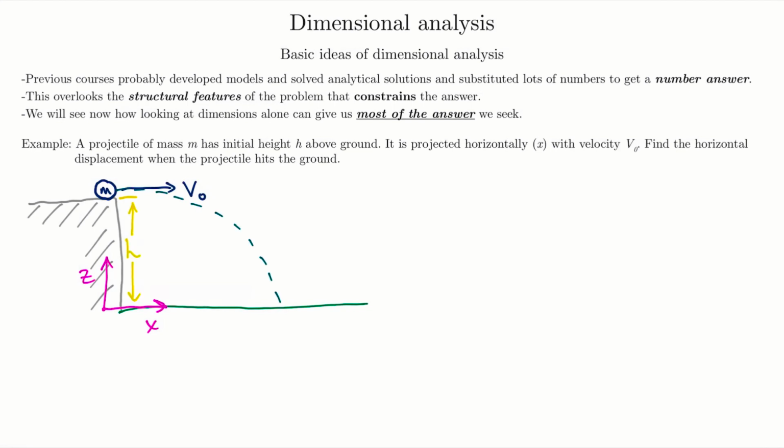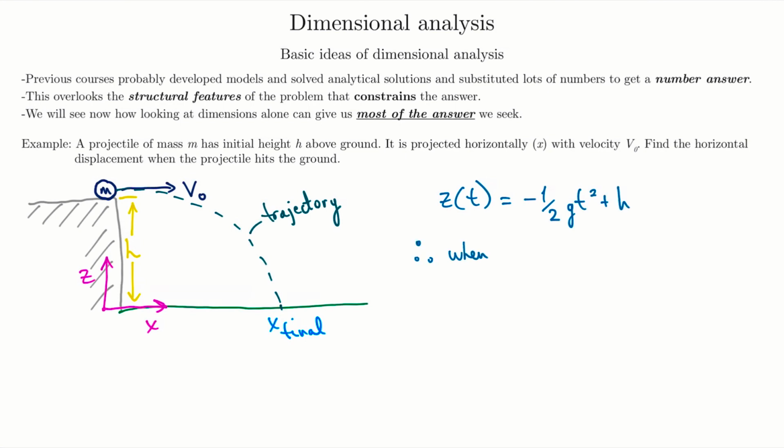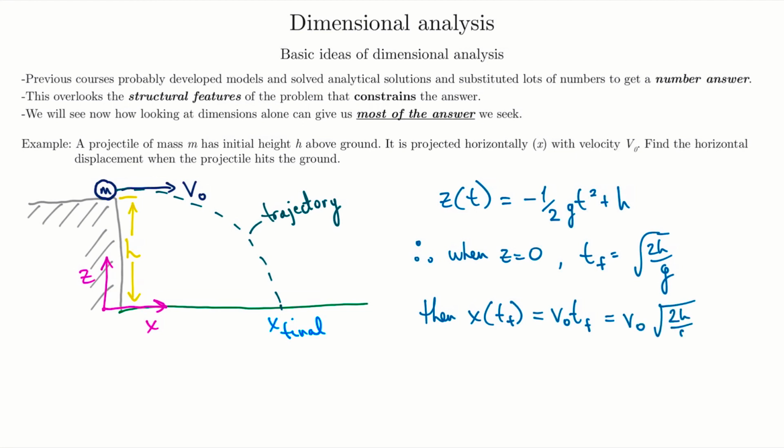Very simple problem. Now, you might have come across this in high school or maybe first year, and you learned this. So you learn that z is a function of time, and it's equal to -½ gt squared plus h. So when z equals 0, our final time equals the square root of 2h over g. Now we use that final time to get our x value because we need the horizontal displacement. So our x at the final time equals our velocity, v naught, times the time. So it's equal to v naught times the square root of 2h over g.